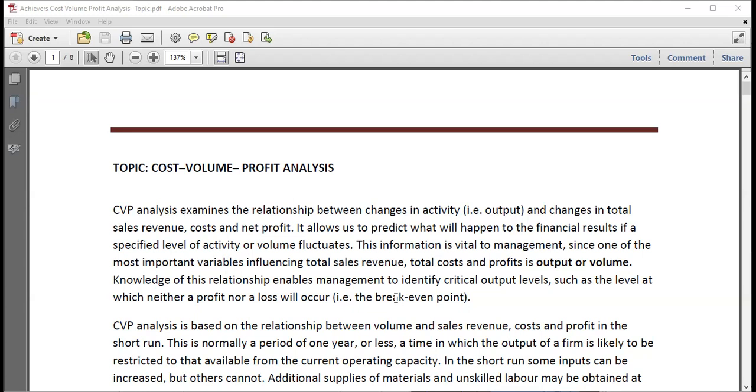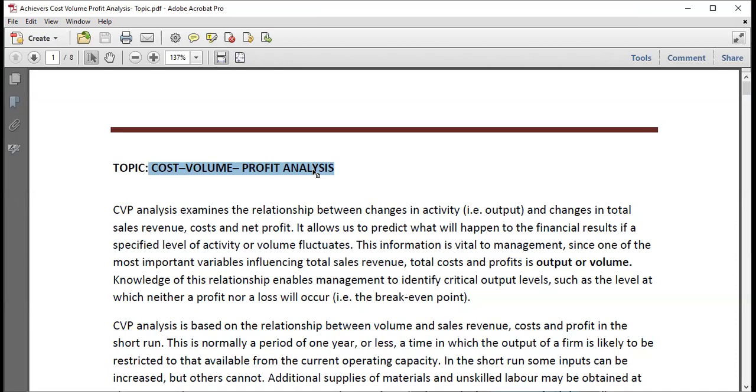So it's good for us to basically understand why we would study the cost volume profit analysis. As businesses do day-to-day business, we want to understand, if we increase our volume, what is its impact on our cost? What is its impact on the profits, or on the revenue as well? All businesses exist to make money at the end of the day, to make profits. So this model helps us evaluate the relationship between the cost, volume, revenue and profit.